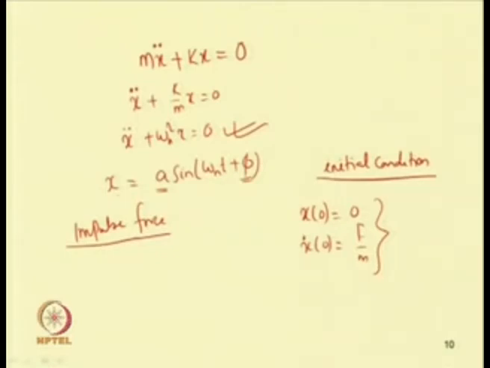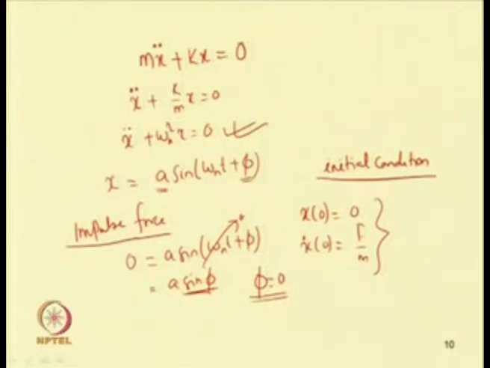At t equal to 0, x 0 becomes 0. So, 0 equal to a sin omega n t plus phi at t equal to 0. As t equal to 0, this term becomes 0, so this becomes a sin phi. Here a cannot be 0, because if a is equal to 0, then the response is a trivial solution, or the system is not vibrating. So, sin phi should be equal to 0, and we can take phi equal to 0.